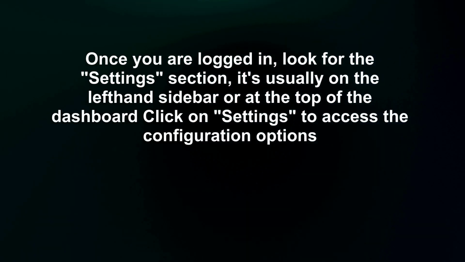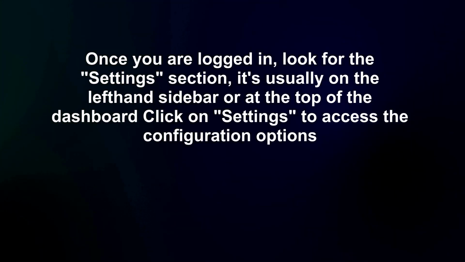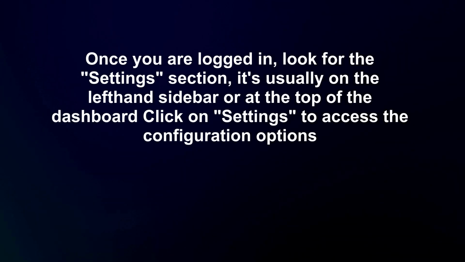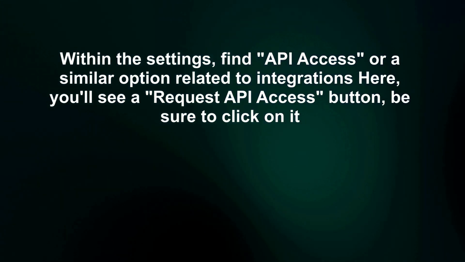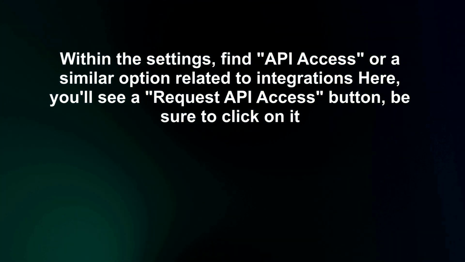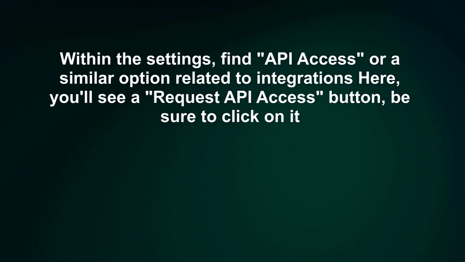Once you are logged in, look for the Settings section. It's usually on the left-hand sidebar or at the top of the dashboard. Click on Settings to access the configuration options. Within the settings, find API Access or a similar option related to integrations here. You'll see a Request API Access button. Be sure to click on it.